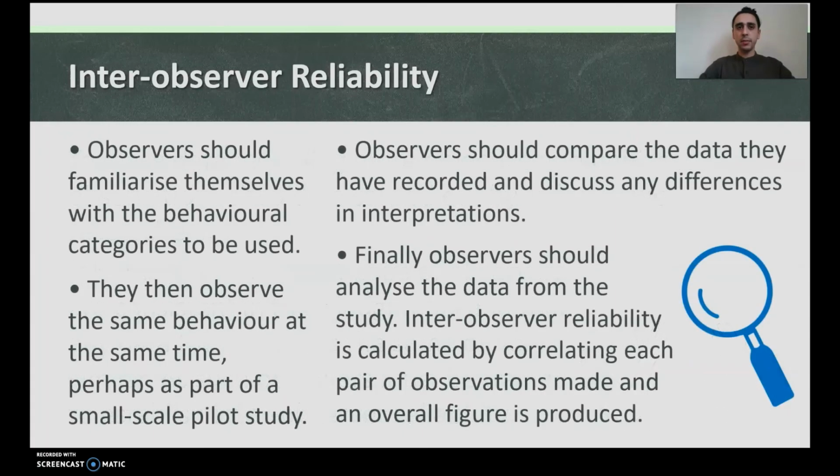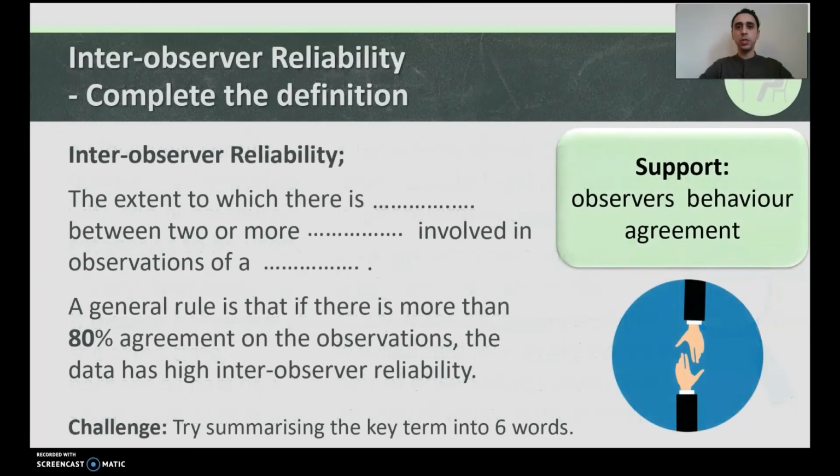So what is this? Observers should familiarize themselves with the behavioral categories to be used. Then they observe the same behavior at the same time, perhaps as part of a small-scale pilot study. Then observers should compare the data they have recorded and discuss any differences in interpretations. Finally, observers should analyze the data from the study. Inter-observer reliability is calculated by correlating each pair of observations made, and an overall figure is produced.